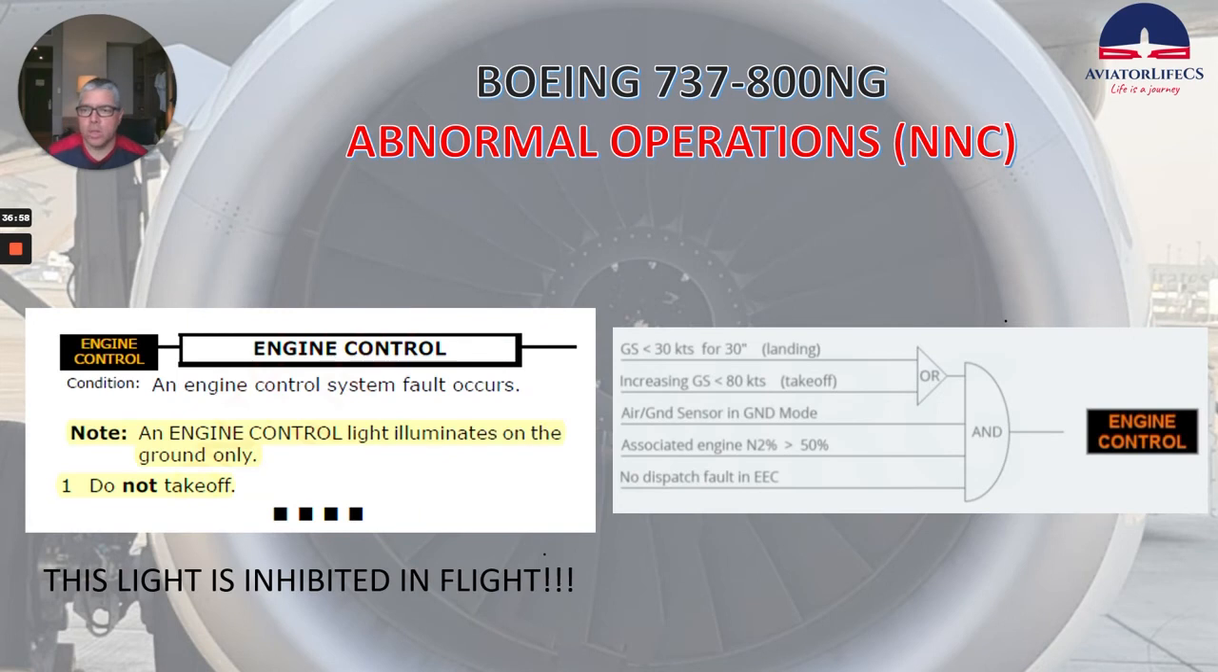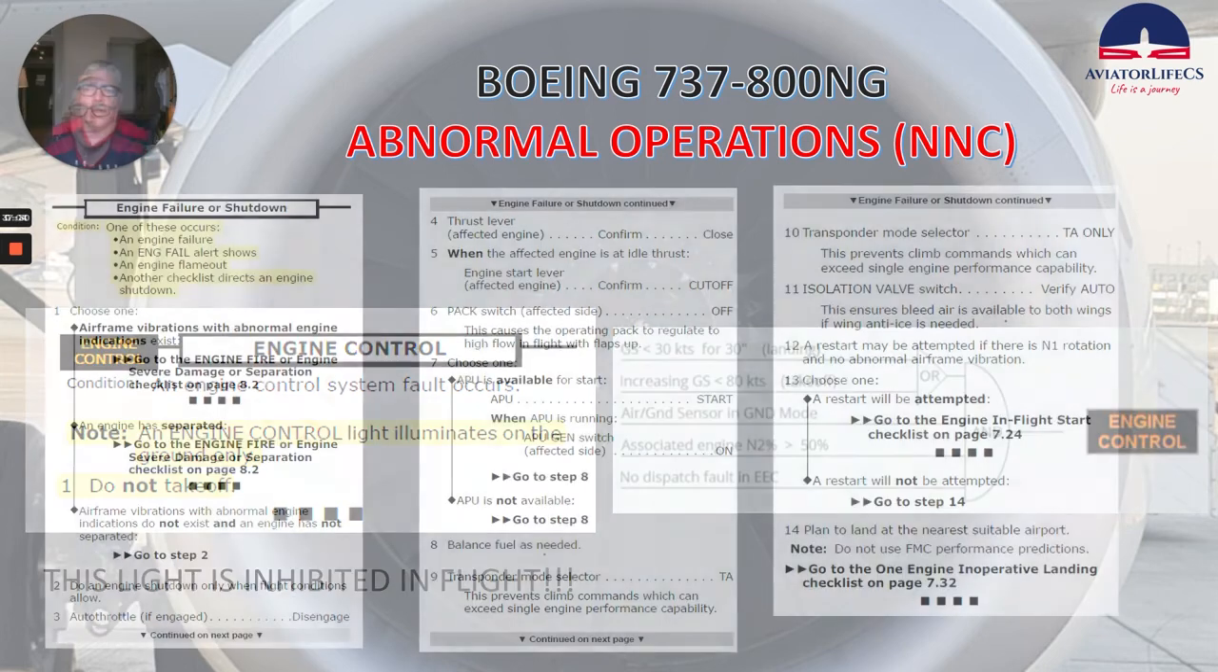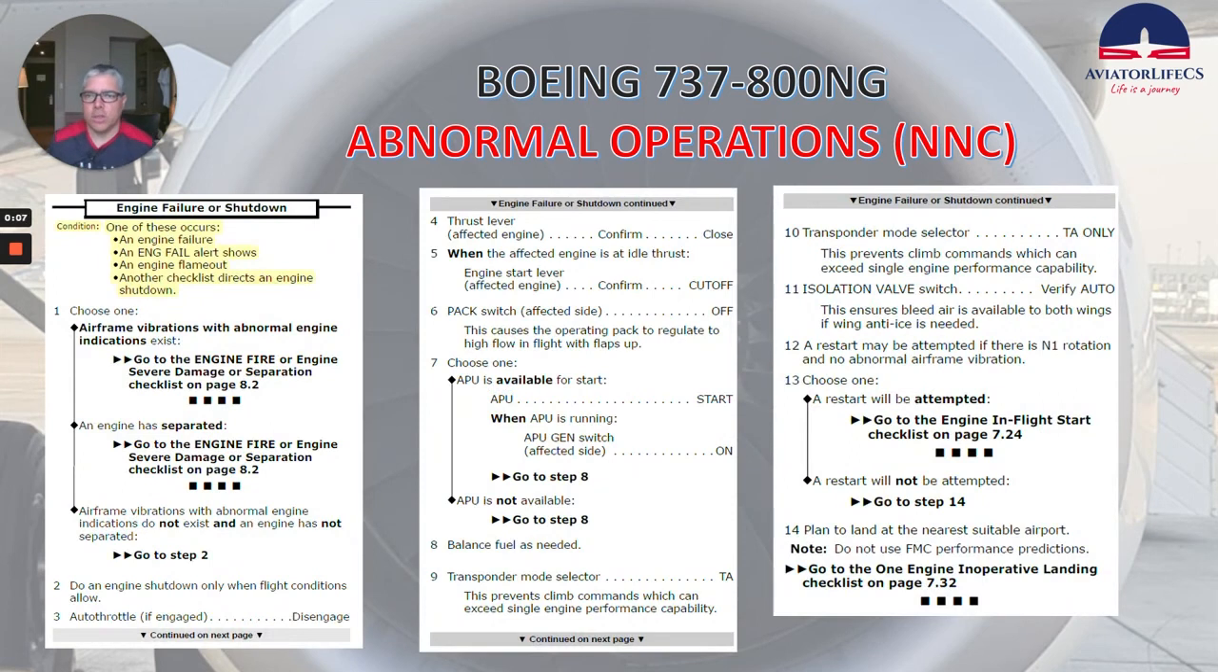Engine control. Condition: an engine control system fault. Note: an engine control light illuminates on the ground only. Do not take off. To the right side, you have the conditions why this light comes on. The engine failure or shutdown non-normal checklist. We have no memory items for this checklist, so I'll put the whole checklist here. You can read it. The condition says one of these occurs: an engine failure, an engine fail alert shows, an engine flameout, or another checklist directs an engine shutdown.